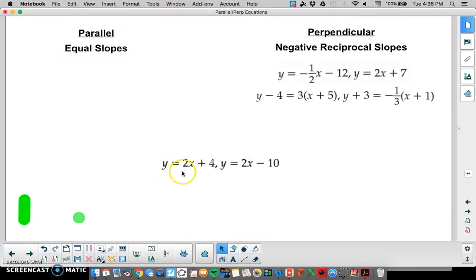In this set of lines, we have y equals 2x plus 4 and y equals 2x minus 10. Notice the slopes are the same, so those are actually going to be parallel lines because they have the exact same slope.